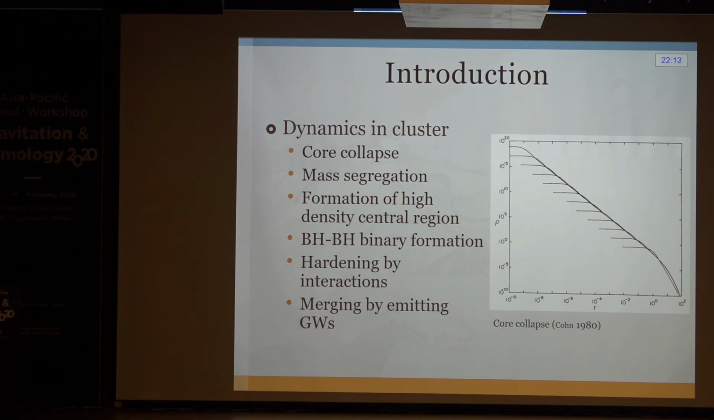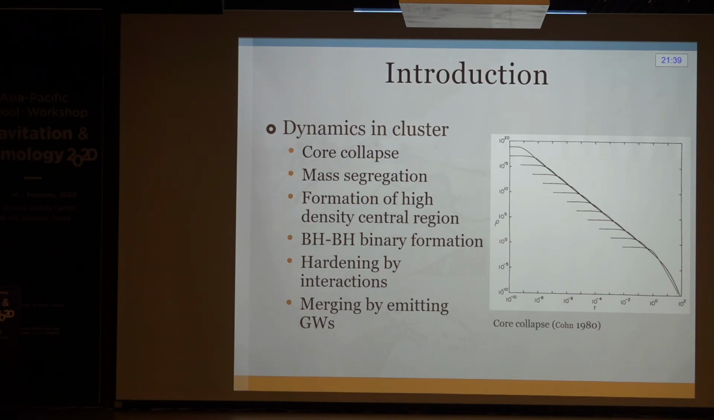So the average mass of the stars in, for example, a globular cluster is less than 1 solar mass, like 0.5 or 0.7 solar mass. So typical mass of black hole is around 10 solar mass or more massive, heavier than that. So black holes are the massive component in the cluster. So they sink toward the central region quickly, and they form the high density central region of the cluster.